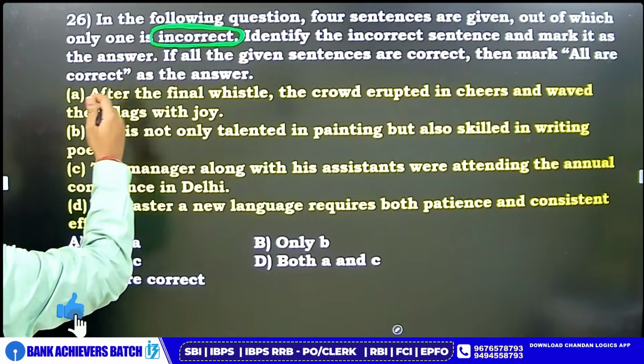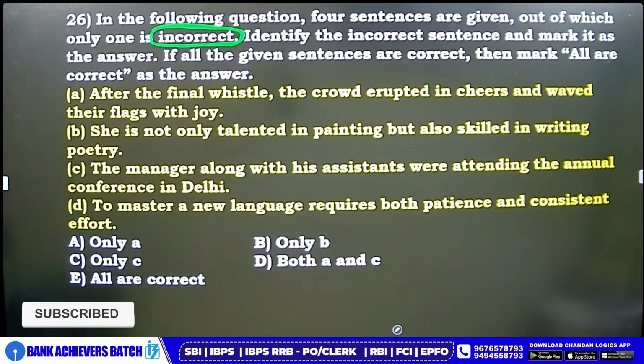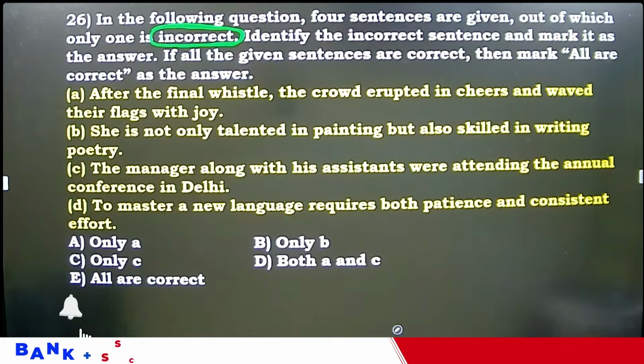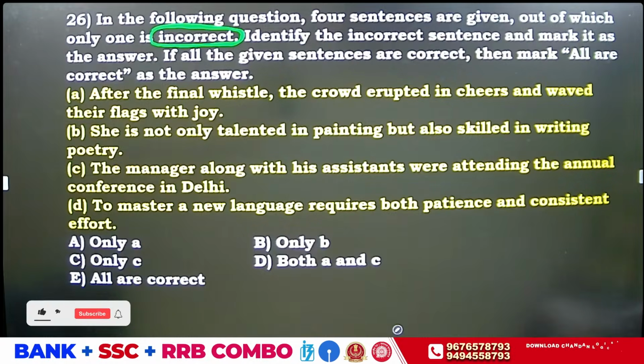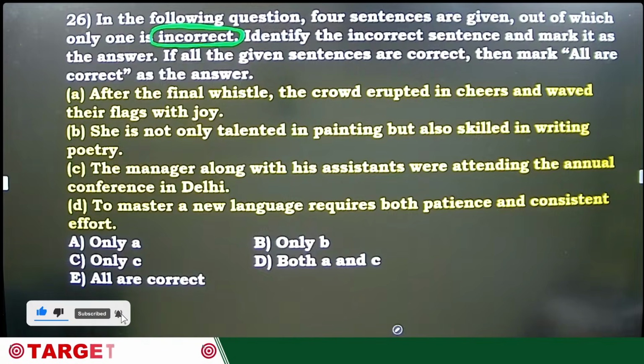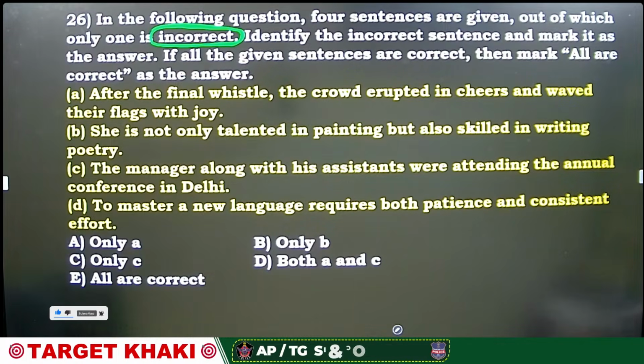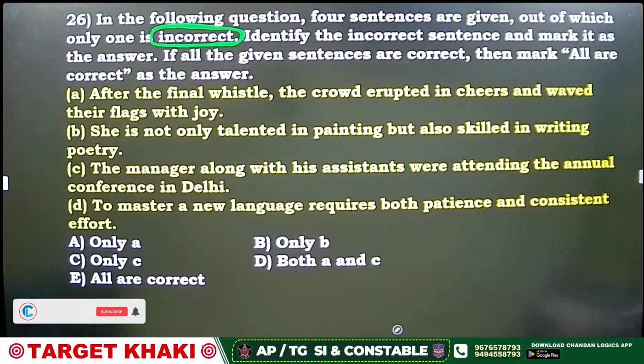Wow. Perfect. Guys, can you try this answer? Only 1 sentence is incorrect. Can you tell me which is incorrect and why? Yes, I'm waiting for your answer. Can you make it fast?